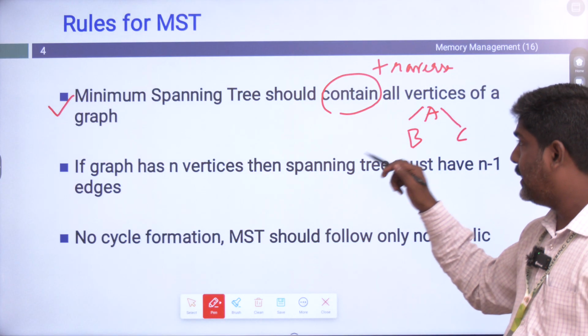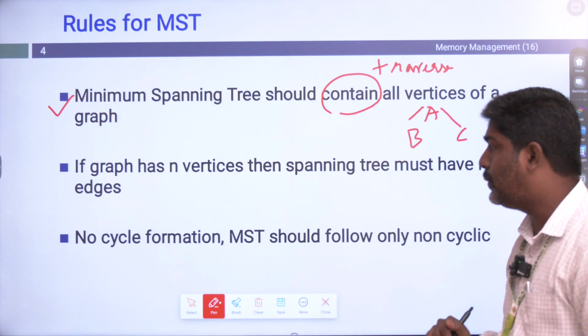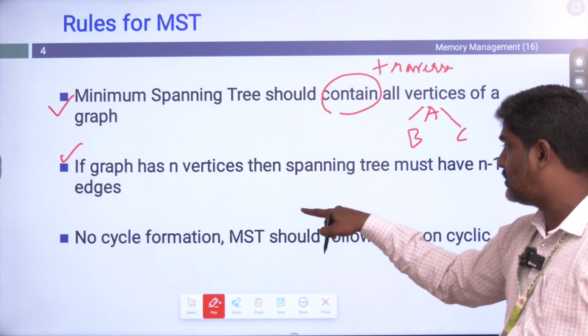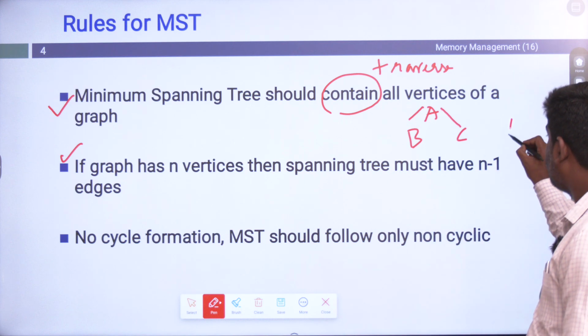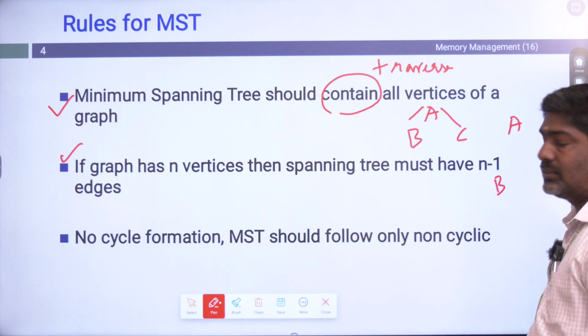Okay, a minimum spanning tree should traverse all the vertices of a graph. This is the first rule we need to apply. And the second rule we need to apply: if a graph has n vertices, then the spanning tree must have n minus 1 edges. For example, this is A, next I am B, next this is C.